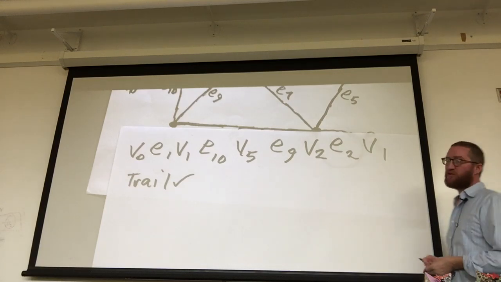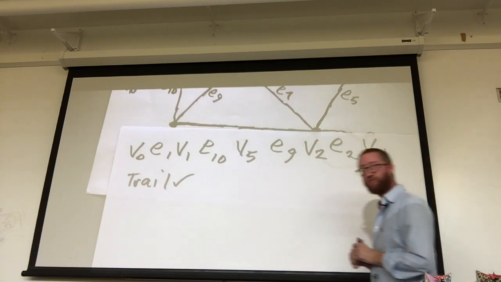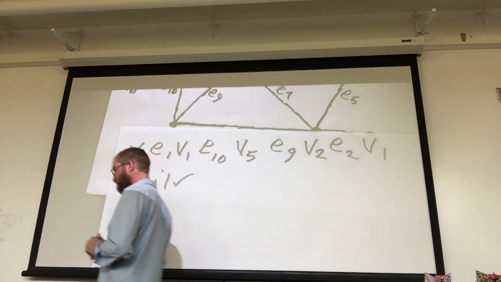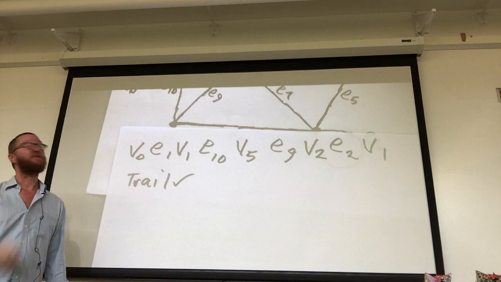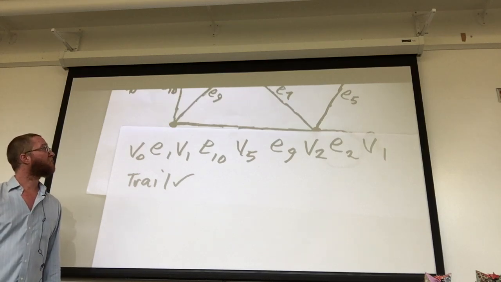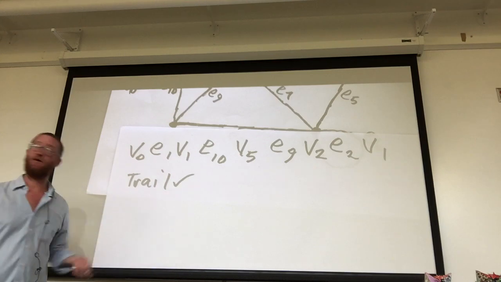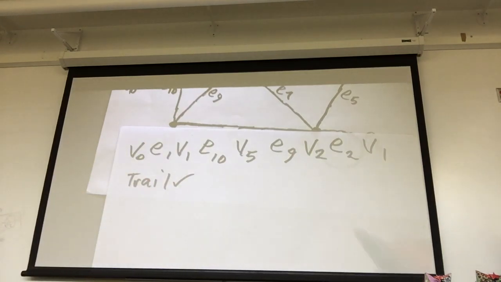Okay, do y'all think this would be a path? And remember, the definition of a path is that a path is a walk from V to W with no repeated vertices. It is not a path. Why is it not a path? Because we use V1 twice. So since V1 is repeated, this is not a path.